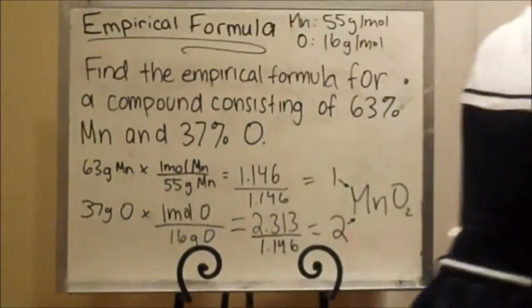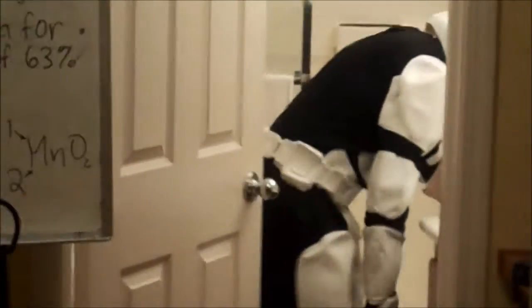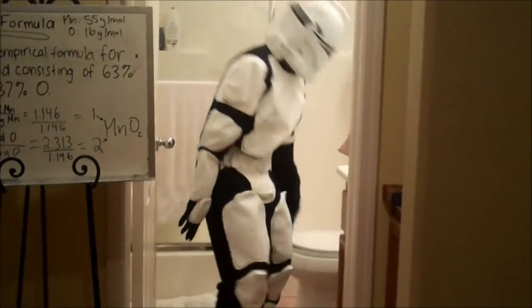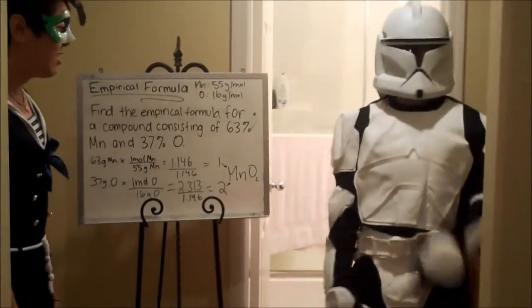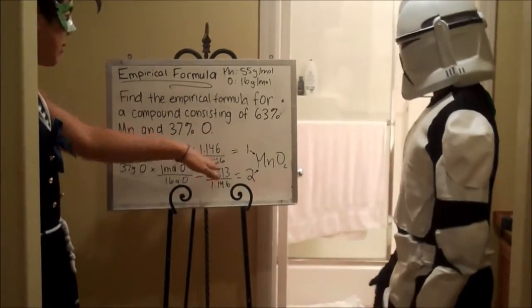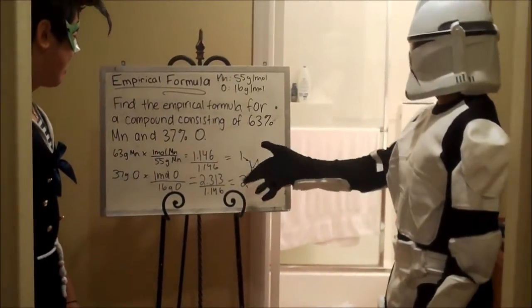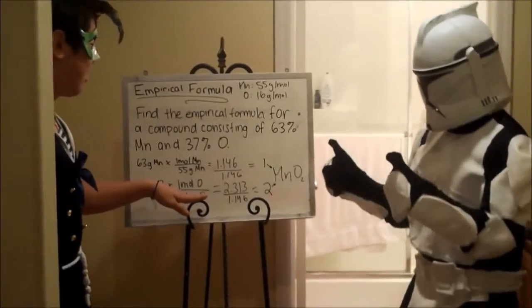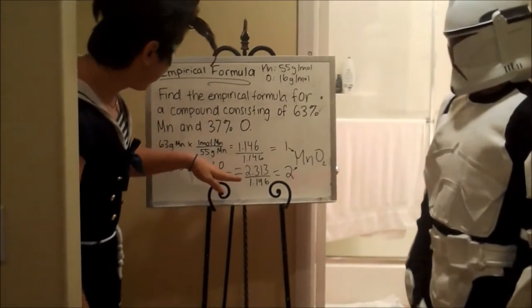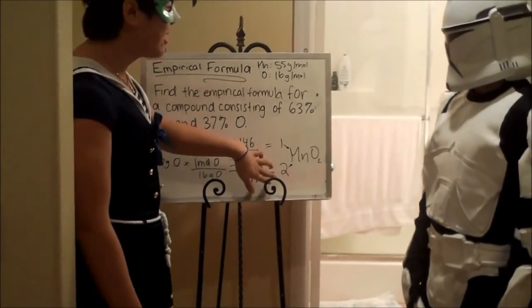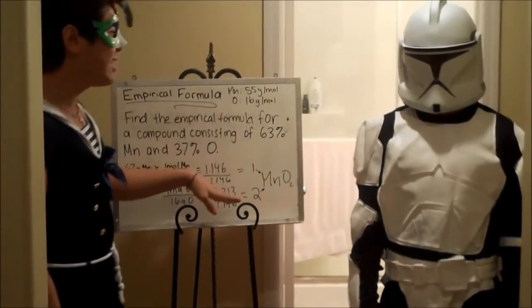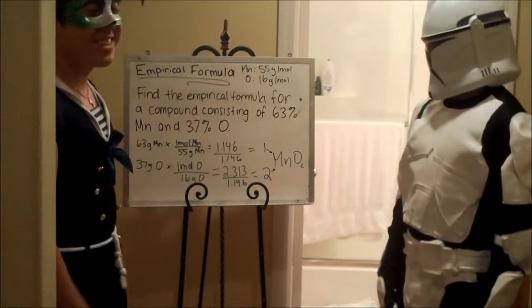Hey, help me out here. So what do you do to this part? I don't understand it. So you're telling me that you divide by the smallest number? Alright, and then it just equals out to 1 and 2? Oh, so then it becomes magnesium and oxygen? Oh, there you go.